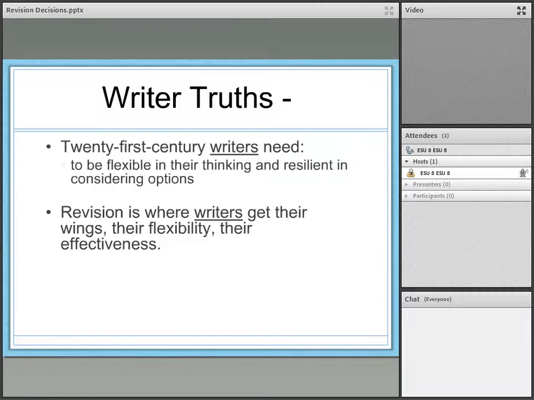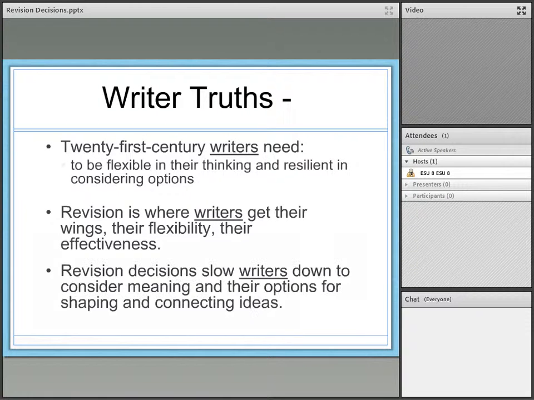Revision is where writers get their wings, their flexibility, their effectiveness. Now, what I mean by they get their wings is that this is where the piece really becomes alive. It comes off of the paper. That's where they get the abilities to arrange and rearrange sentences, through the combining of sentences or through the use of punctuation or through other effective strategies, that increase their effectiveness of painting a picture with words on paper. Revision decisions also can slow writers down.